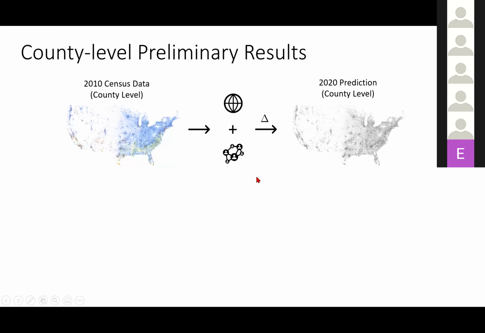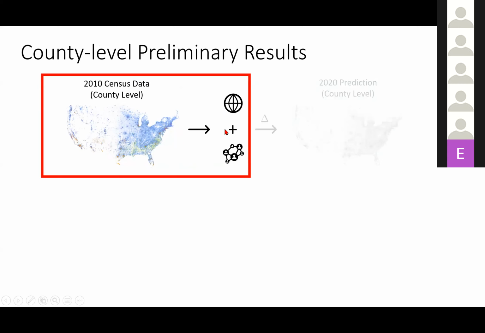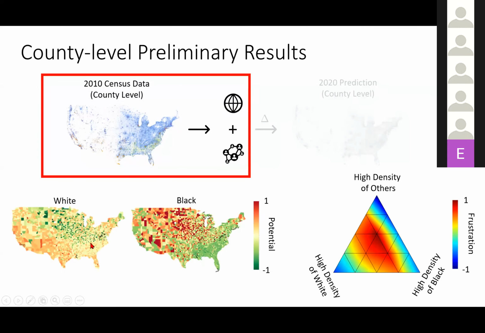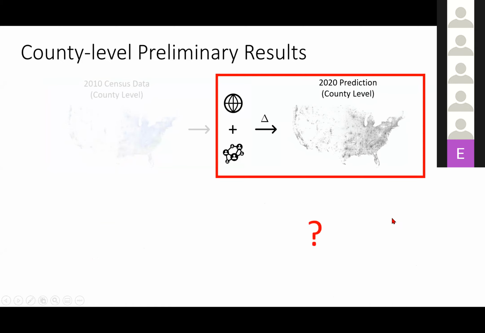We already have some preliminary results on the county level, so it's at a much larger scale. And we're looking at counties in the entire United States. So the extracted spatial preference and the social preference look like these. So the potentials tell us white prefers the north and black prefers the south. And this frustration tells us the level of frustration in the county is low when the county is filled with white or when it's filled with non-white. And this is telling us there is segregation. And can we predict the 2020? We'll see about that later this year when 2020 census data comes out.